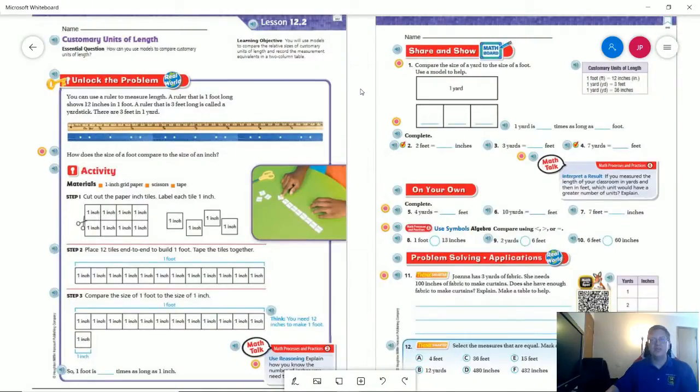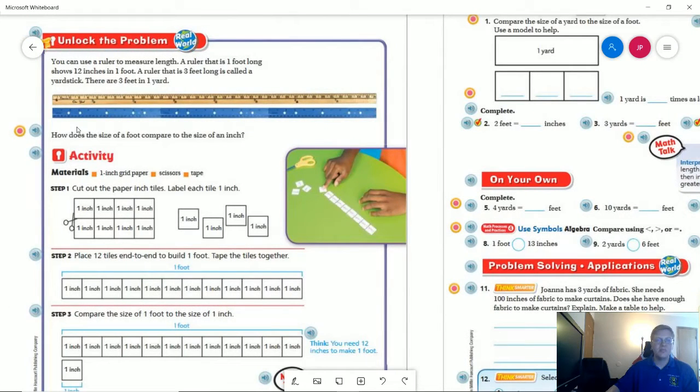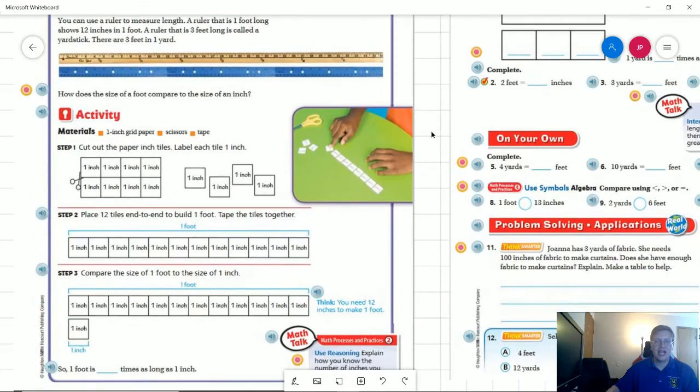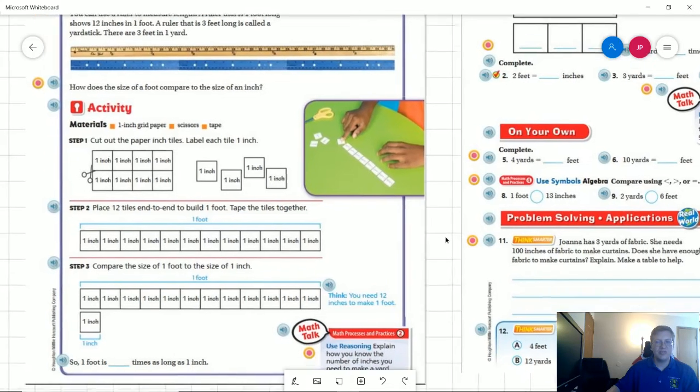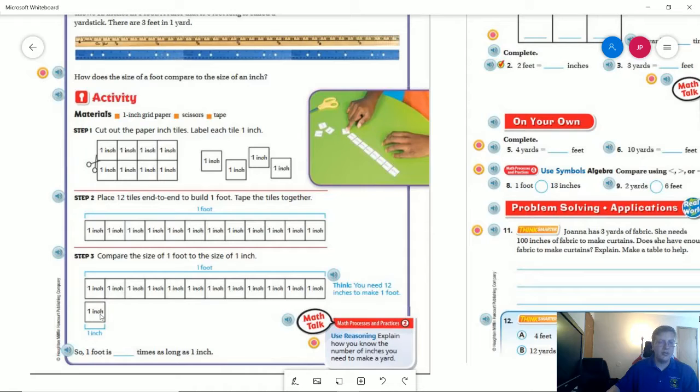To begin with, I'm not going to worry as much about this part, but we can use it to practice something. What they wanted us to take a look at is that there are 12 inches in a foot. If we were to cut all these tiles and place them end to end, we would have 12 inches that would give us the length of 1 foot. So what we come out with at the bottom is that 1 foot is 12 times as long as 1 inch. That was the part they wanted you to take a look at.